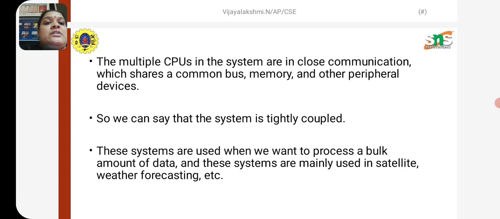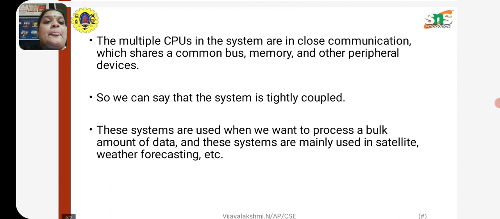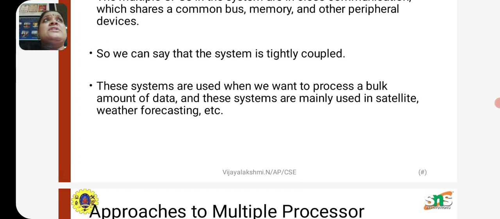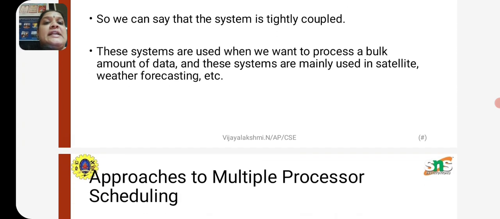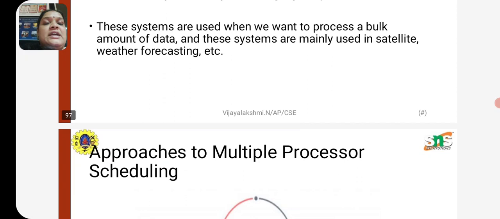The problem that arises here is called synchronization. The multiple CPUs in the system are in close communication, and they can easily share a common bus or memory and other peripheral devices. So we can say the multiprocessor system is tightly coupled. When we try to process a bulk amount of data, we need the help of multiprocessor scheduling, which is mainly used in satellite and weather forecasting, etc.